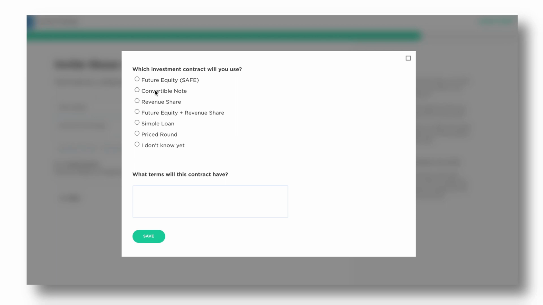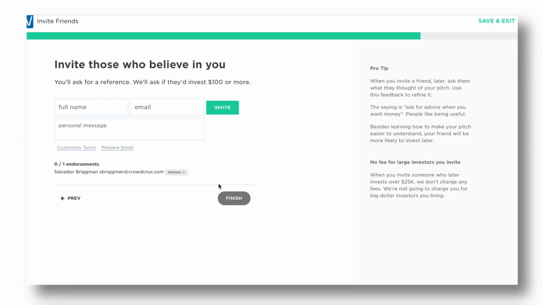This goes beyond the scope of today's video, but you could go into what's called a SAFE, future equity, revenue share, future equity plus revenue share, simple loan, priced round. There's a lot you can go into there when it comes to customizing terms.